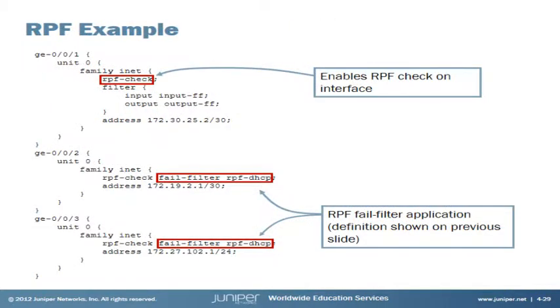Okay, and here's an example of setting up the unicast RPF. So we have family inet rpf-check as a filter. We basically just apply that little parameter there, and that will go ahead and set that up. And we can then put a fail filter in there, rpf-dhcp, on the internal interfaces to allow DHCP traffic to still come through our internal interfaces. Don't need it on our external interface.